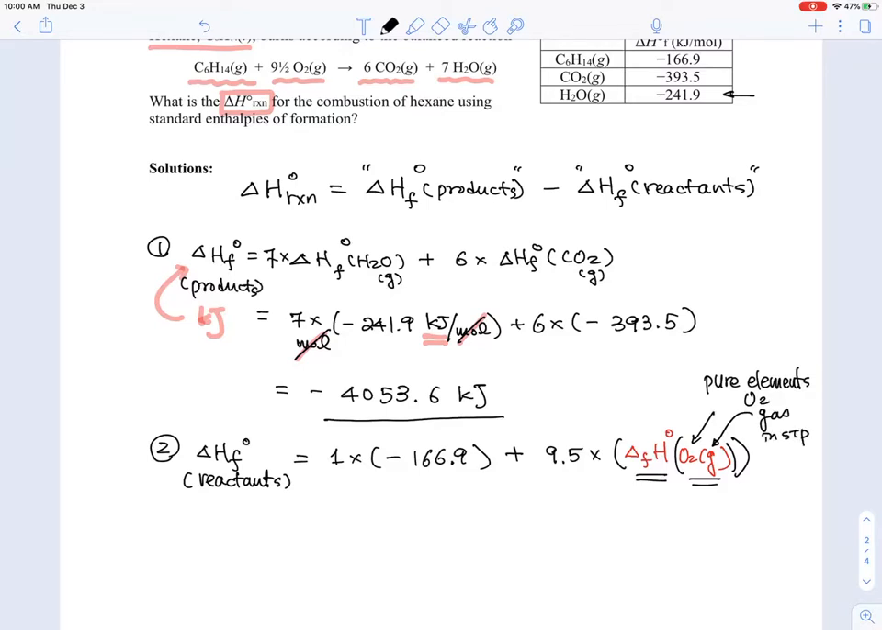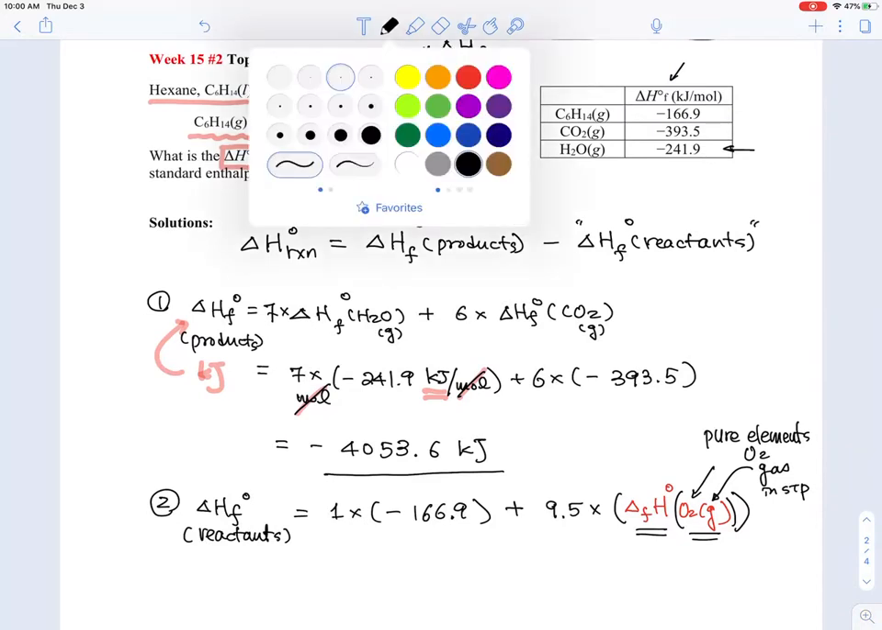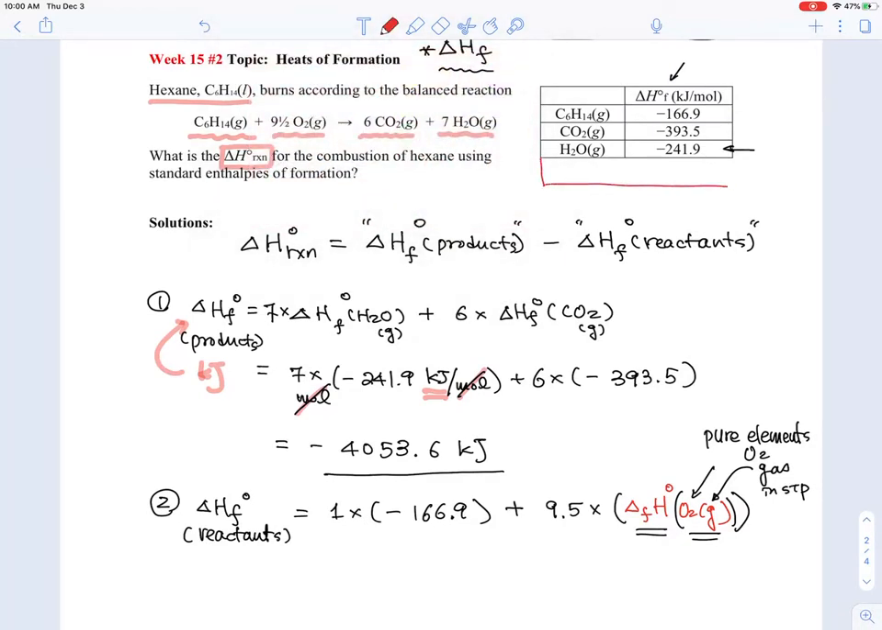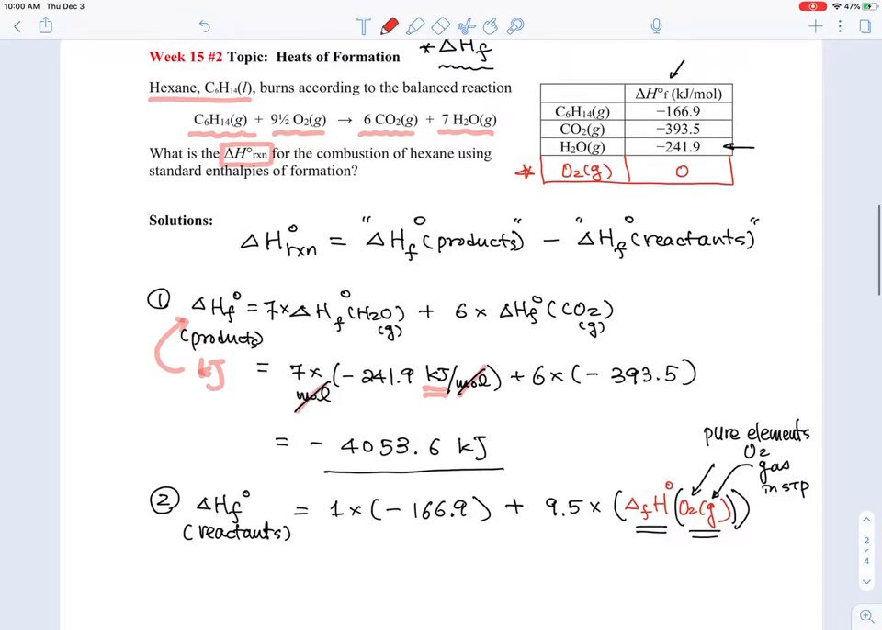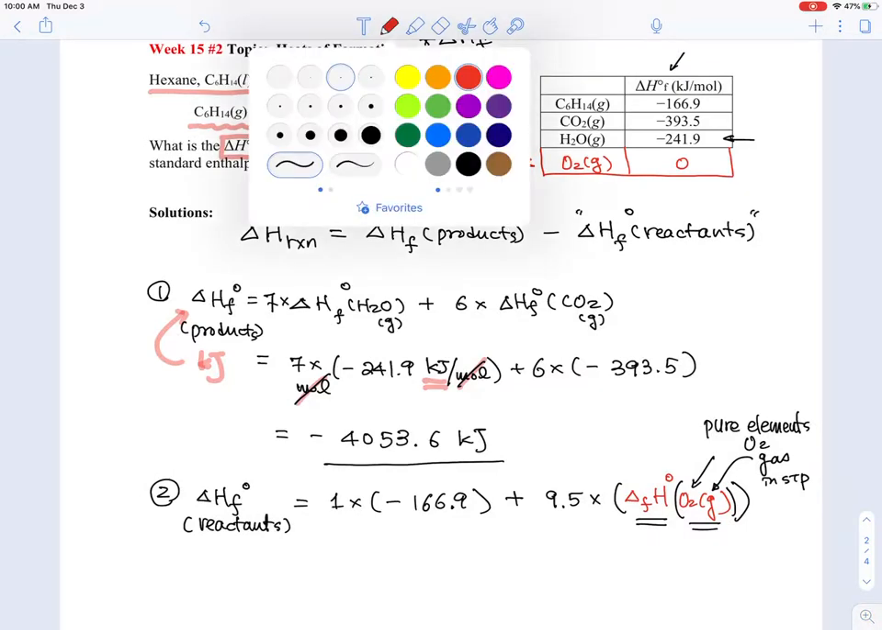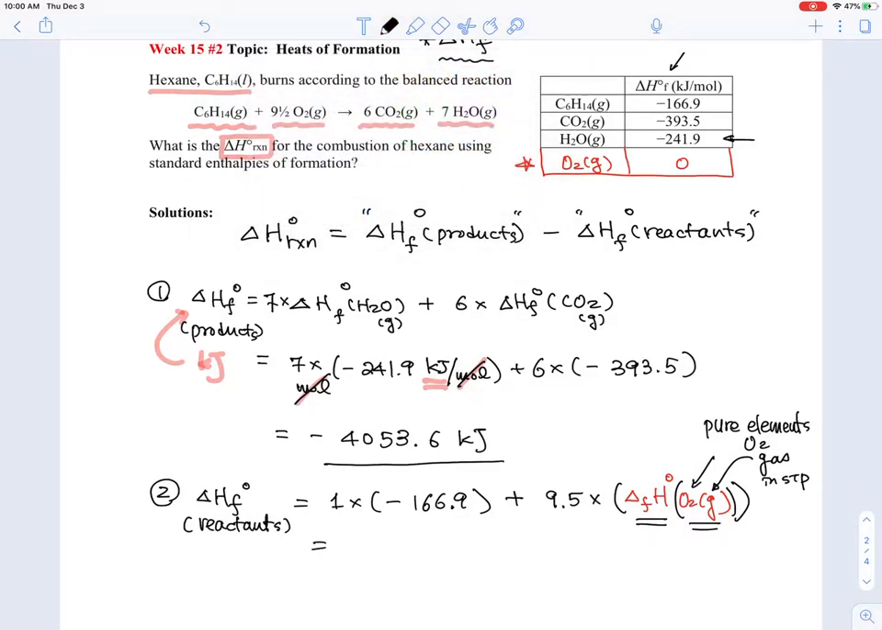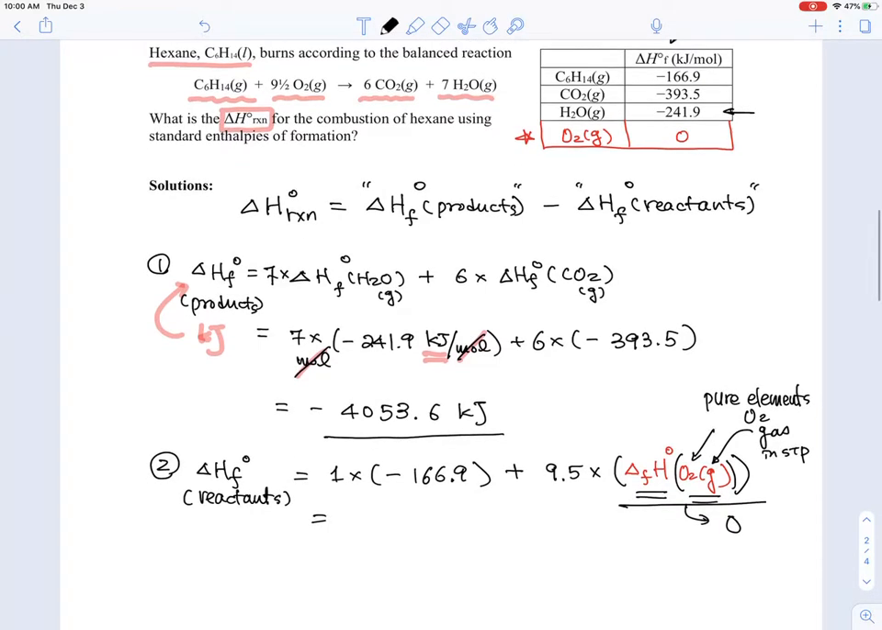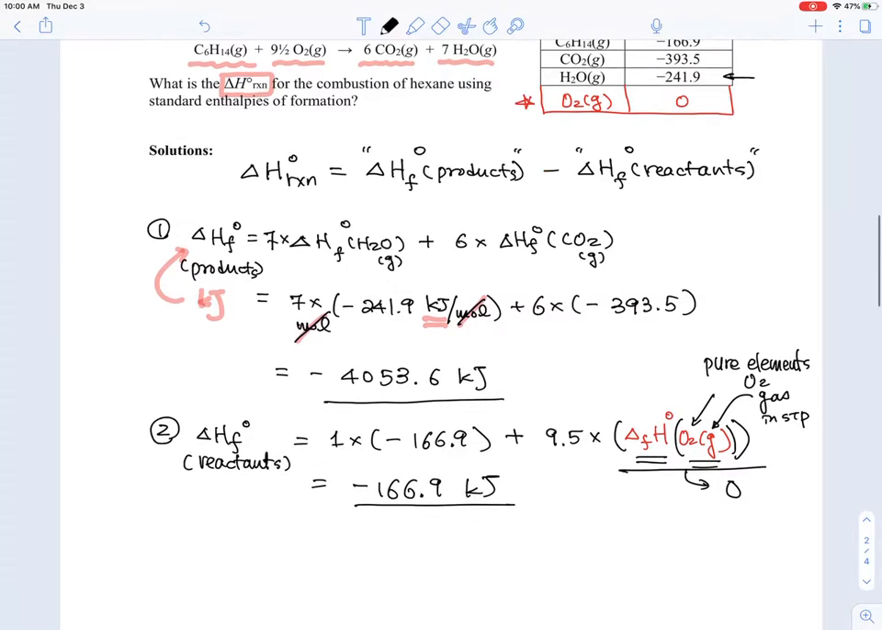So you can imagine an imaginary table here, which has O2 gas, which is a pure element. That is a zero. This is actually the most key concept that you should keep in mind. So therefore, this calculation is now easy, since this is essentially just a zero. Then all I need is minus 166.9 kilojoule.